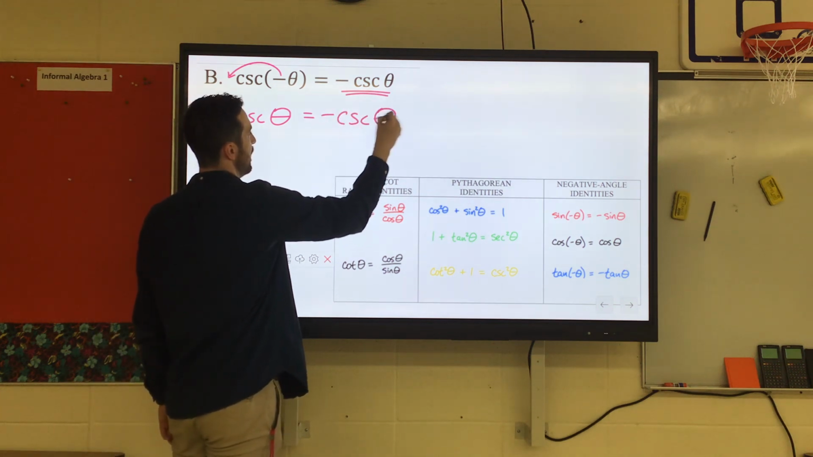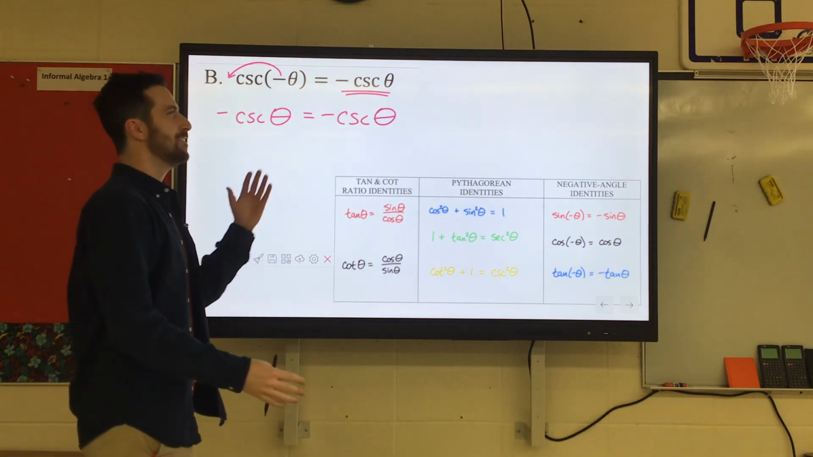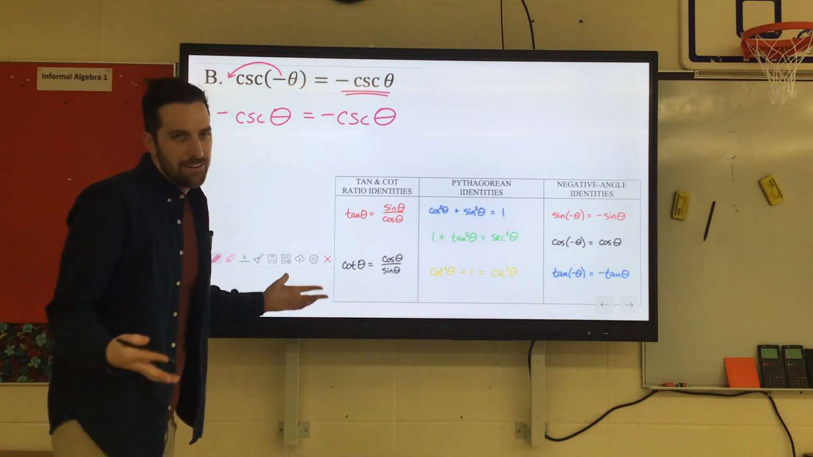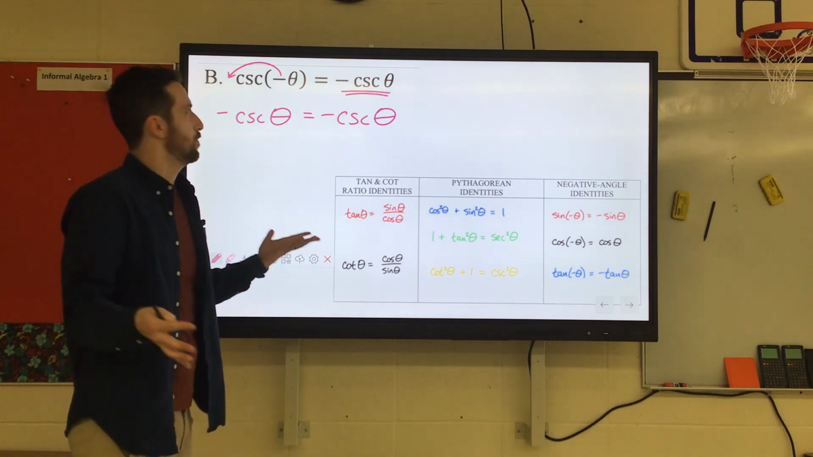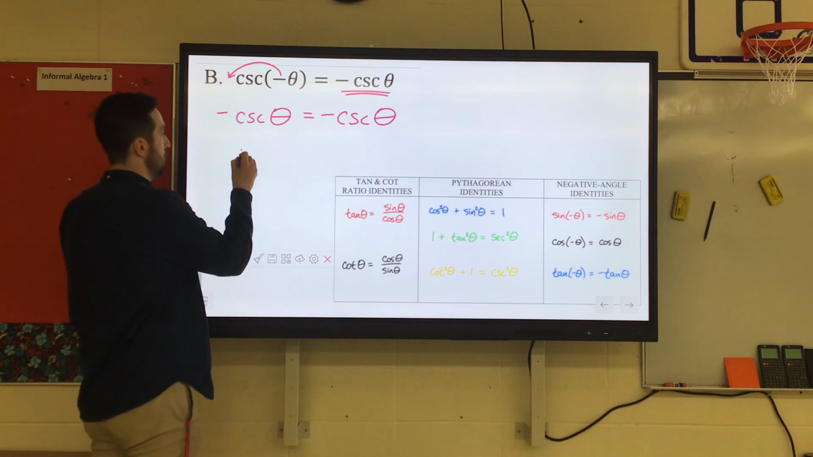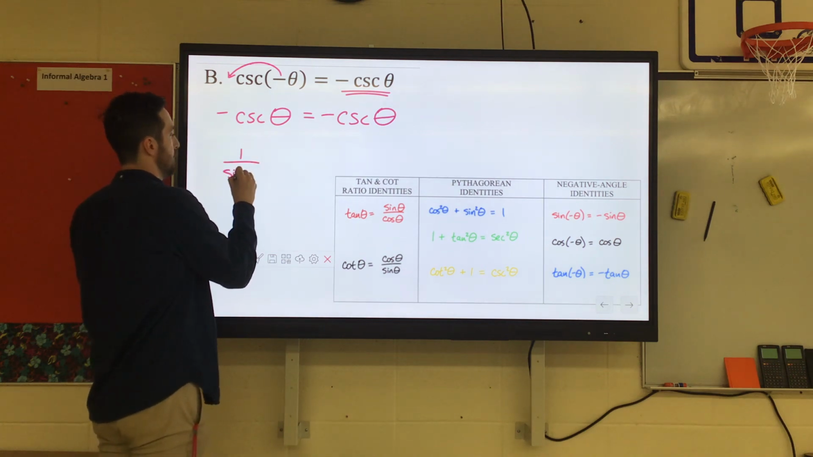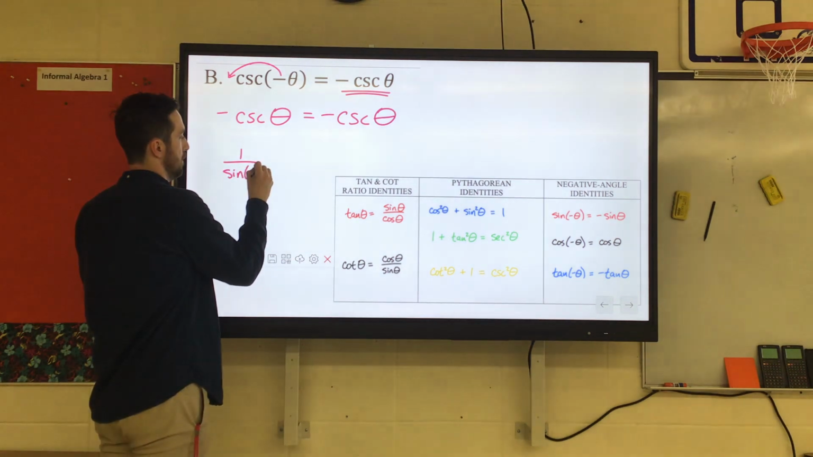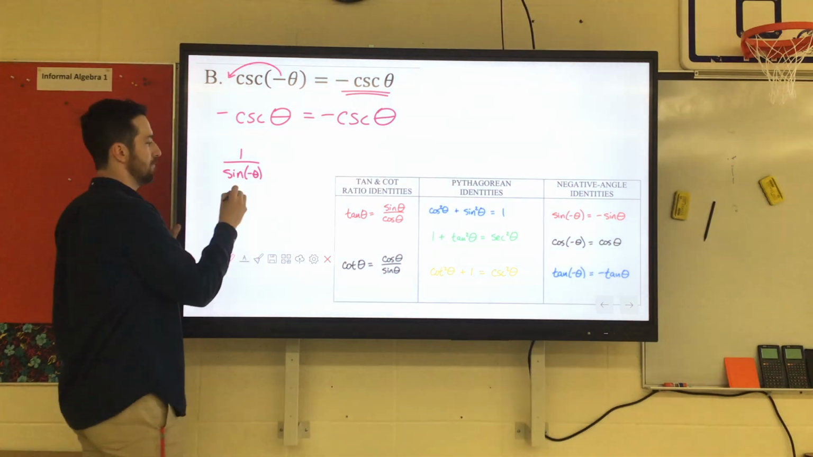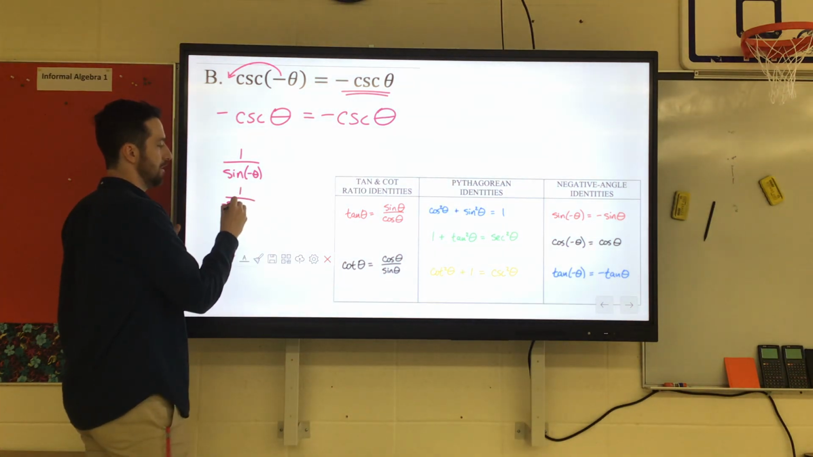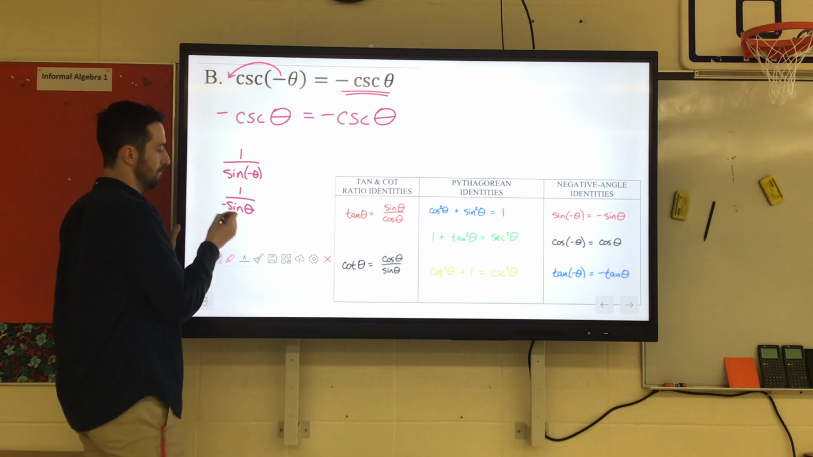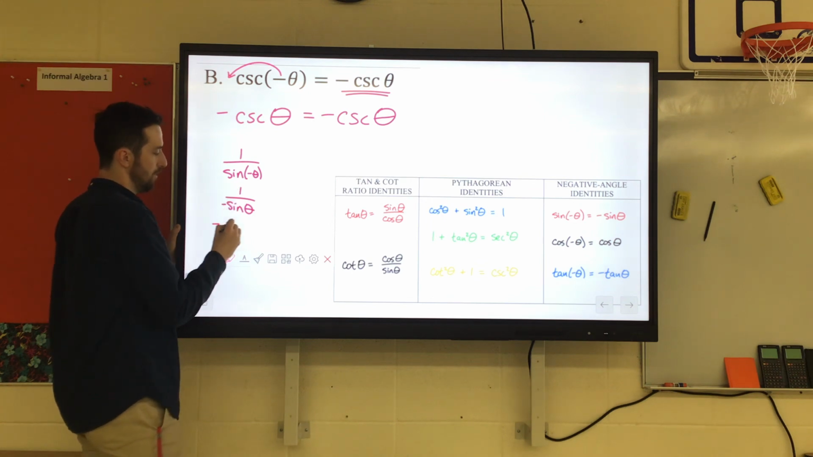Woohoo! Yay! Now again, you could convert those both into sine, but it's just unnecessary steps. Like you can make this 1 over sine of negative theta, and then you kick the negative out in front, 1 over negative sine of theta, and then you just move the negative either to the numerator or out in front.